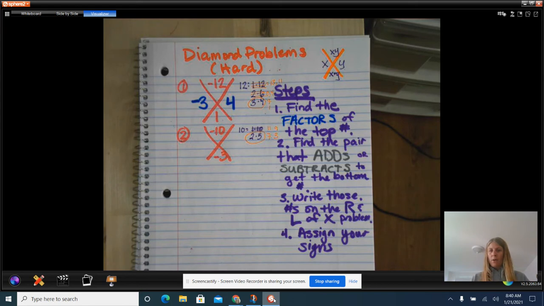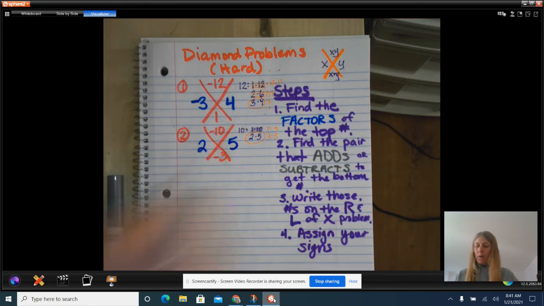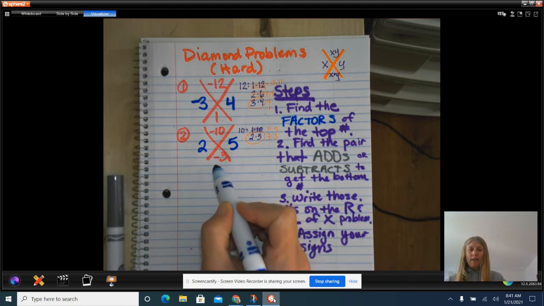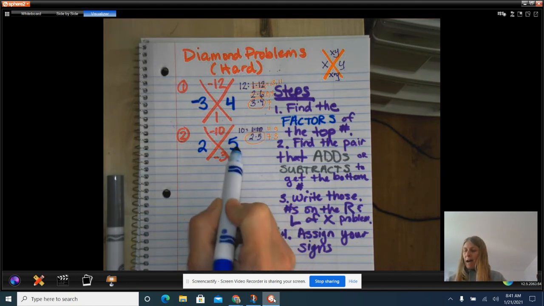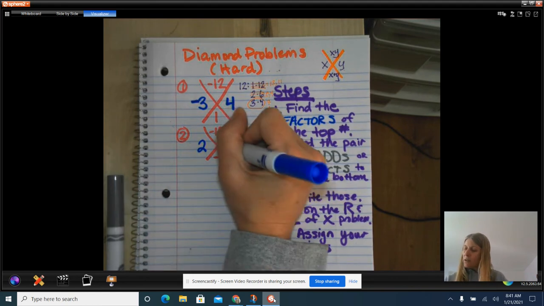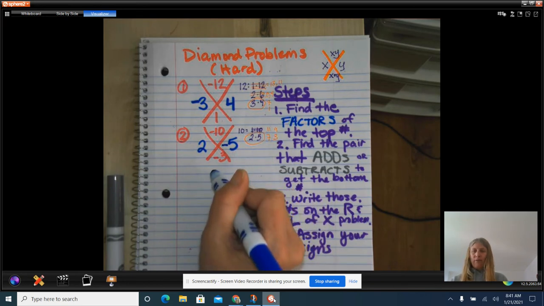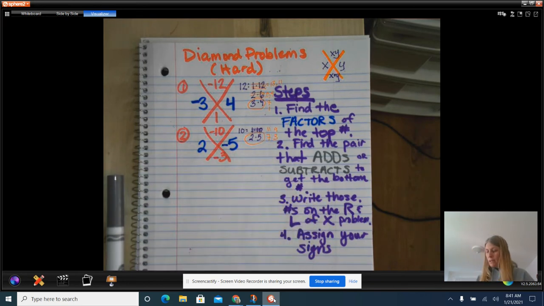So now I'm going to go ahead and write my 2 and my 5 on my right and left. Now it's time to assign my sign. I need that to be a negative 3. 5 minus 2 is positive 3, so I know it's going to be 2 minus 5 to get that negative 3. Okay, let's go ahead and try a third.